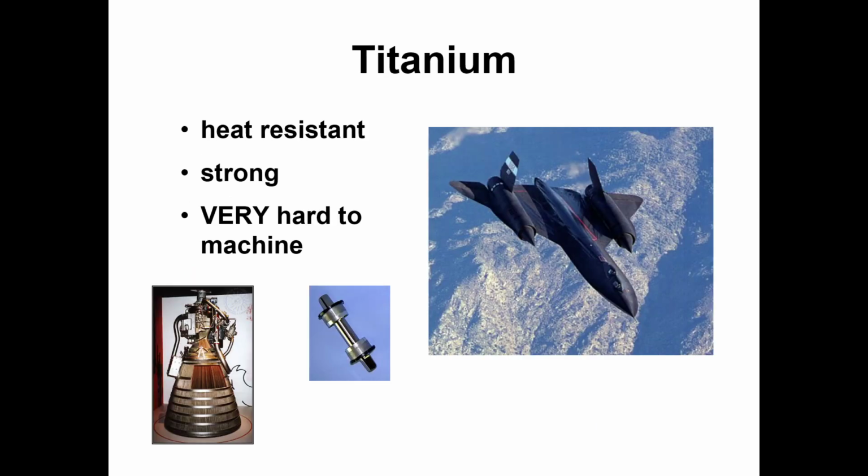Then you get into titanium, which is another non-ferrous metal. Okay, it's characterized by heat resistance, as well as being very strong but very hard to machine. So the airplane in this picture is the SR-71 Blackbird, which is one of my favorite planes, and it flew super fast. It flew so fast that the friction from the air would make it get really hot. So that's why it's built out of titanium. And that's a Cold War plane.